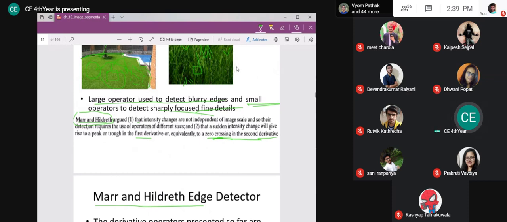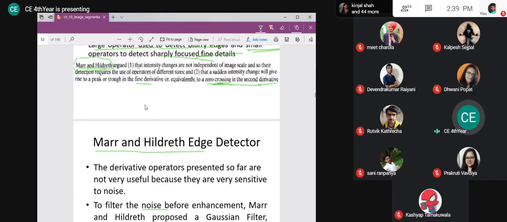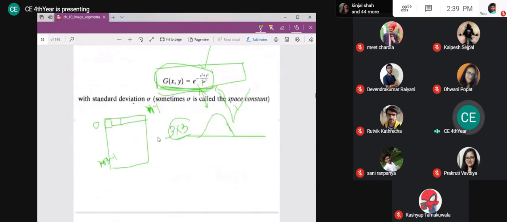So here my Gaussian mask size will be smaller, and here my Gaussian mask size will be larger. Why? Because I want to suppress more details here. That's why I need a larger mask compared to the previous case. So here I concluded that my mask will be of 3 cross 3 size. Actually, it is not the case. It will be scale dependent.